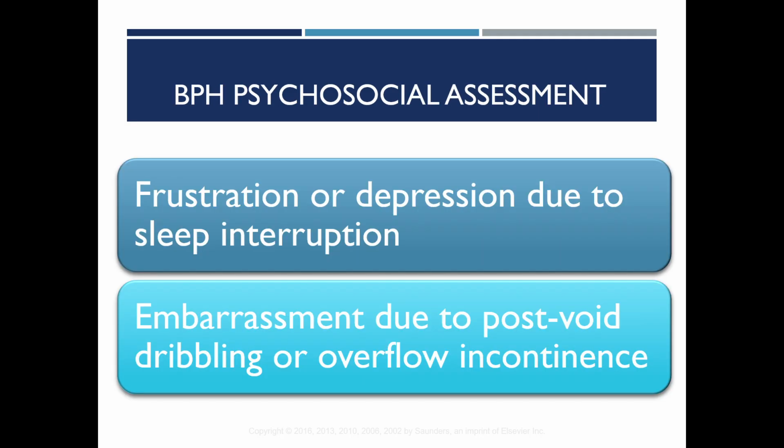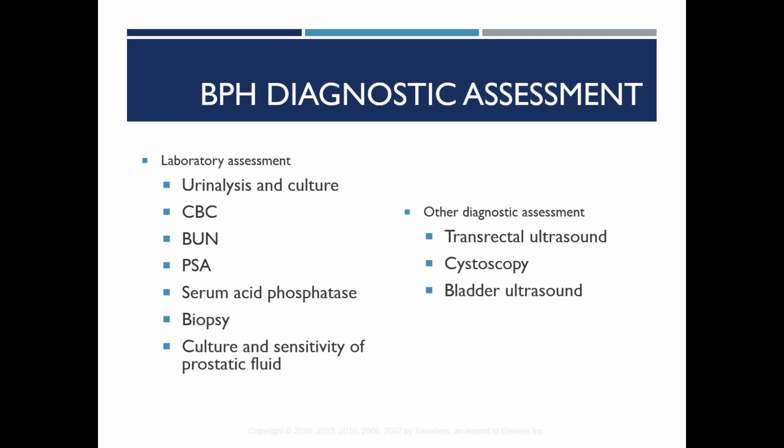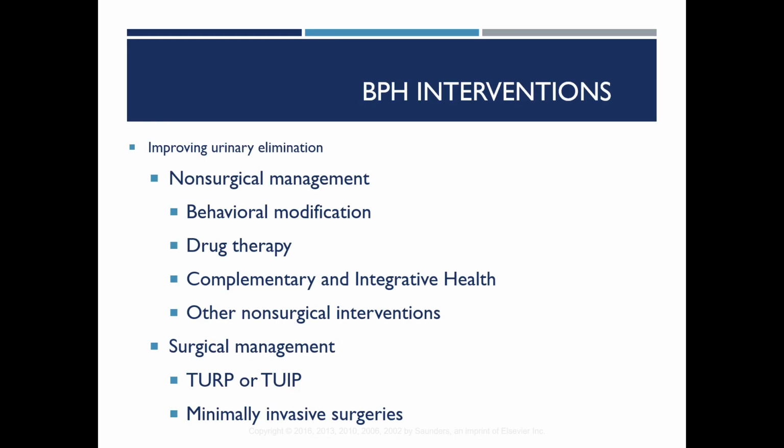Remember the psychosocial assessment. This can cause frustration or depression due to sleep interruption and also embarrassment because of the incontinence. As far as diagnostic assessments, they can do a UA and culture to find out if it's an infection, a CBC for systemic infections and anemia. The BUN and the creatinine, usually both will be elevated, and the PSA, prostate-specific antigen, will be positive, and the serum acid phosphatase will be elevated if there's any metastasis.